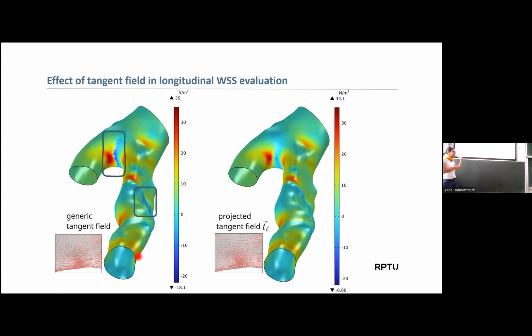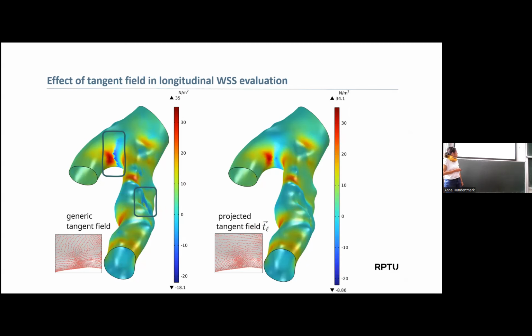But okay, the bifurcation area is problematic as well, because you have flow splitting, and nobody knows whether your center line is following this flow splitting or not. But here, even in this internal carotid artery without branches, you see some discontinuity of Walsh stress, caused just by the bad alignment of the tangential vectors. And now on the right hand side, you see the evaluation with the properly aligned, kind of projected, tangential field.